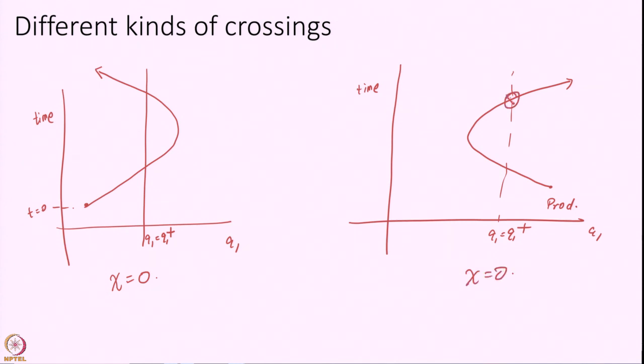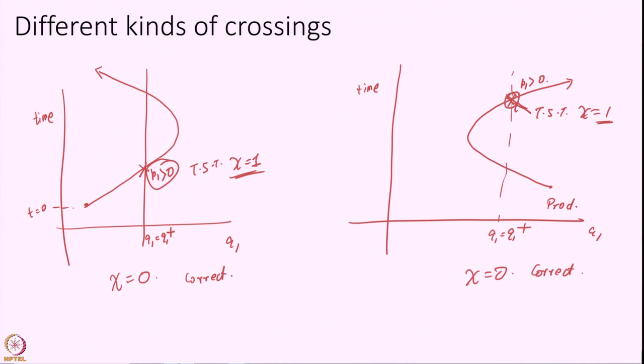So, this point will come. This has p1 greater than 0. So, I will be sampling this point, and I will be sampling this point. Transition state theory would have set chi equal to 1 for this. Similarly, at this point, transition state theory will put chi equal to 1. But this is wrong. This is the correct answer. So, we have to account for this.